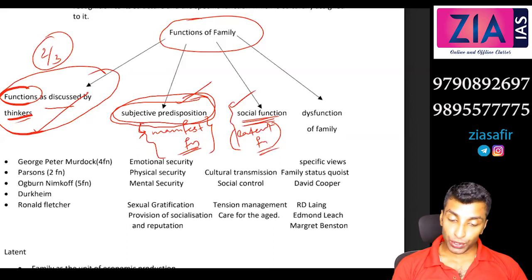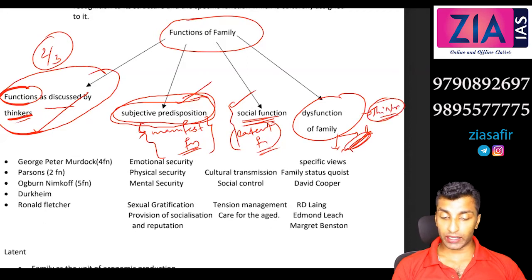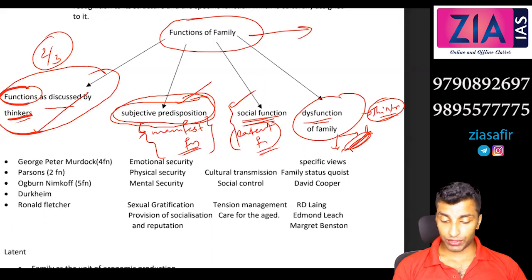Then you also need to talk about dysfunctions, right? It can be manifest dysfunction, it can be latent dysfunction. We will write dysfunction from the point of view of thinkers. You don't need to write anything of your own, because these are radical views, so we will quote the thinkers and write the dysfunction. Here you don't need to go for net balance or alternatives. With this itself you can complete.